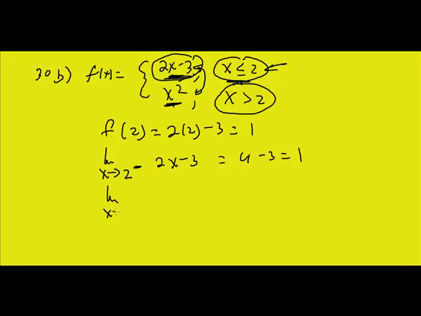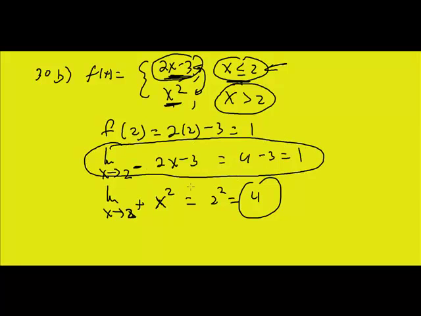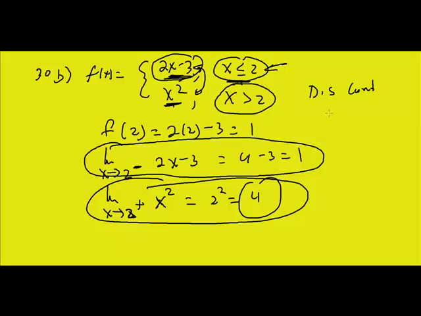Then I have to check the limit when x goes to 2 from the right side. That means I have to use the parabola, x squared, because the parabola exists to the right of 2. So that gives me 2 squared, which is equal to 4. So from the left side, the line goes to 1. From the right side, the parabola goes to 4. So this one is discontinuous at x equals 2. And I have to show all of this work. Alrighty.